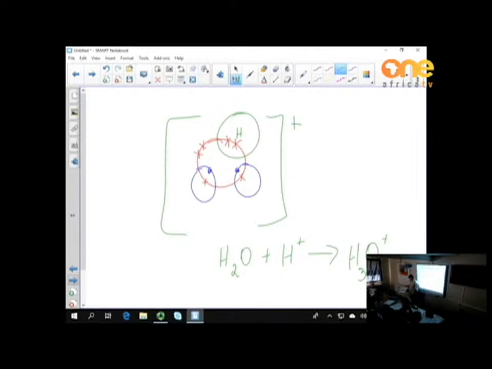I want to stop at that point because the next thing is the molecular shapes.